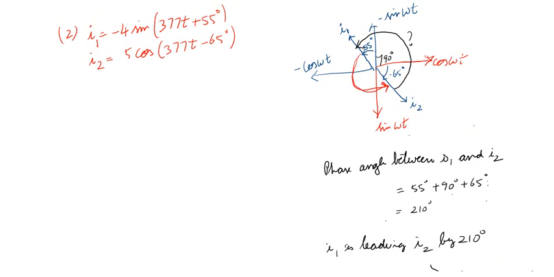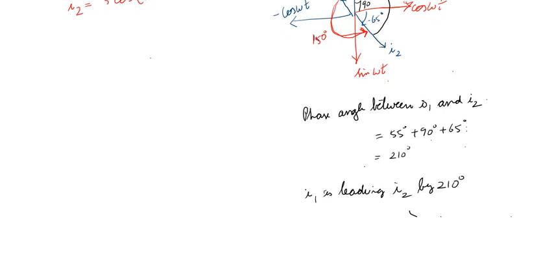Or else, if you want to say it in this angle, can you say what this angle is? The entire angle is 360 degree, and this angle is 210. So this angle is 360 minus 210, which is 150 degree. I can express the same thing as I2 is leading I1 by 150 degree. I think the graphical approach is very, very easy.